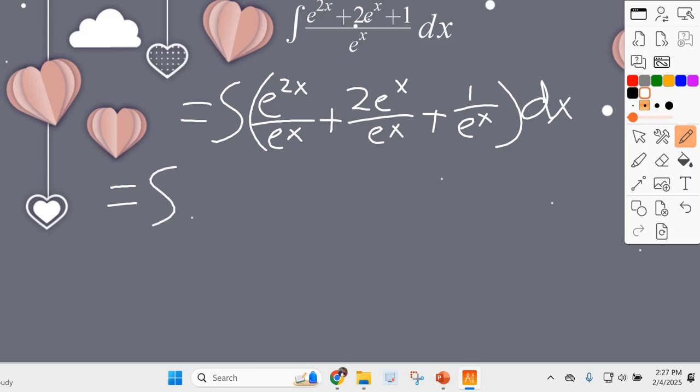Now, have I taken my integral yet? No. So does my integral symbol still have to be there? Yes. Okay. Then notice on our second one, e to the x divided by e to the x is just not 0, 1. And so then we're left with a 2 there. And then, like somebody was saying before, we can rewrite that last 1 over e to the x as e to the negative x.